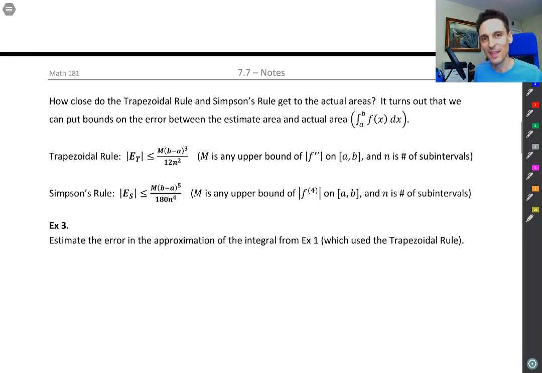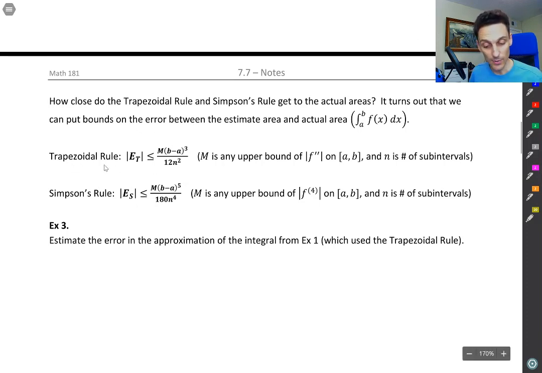Welcome back. In this part, we're going to ask the question, in general, how close do the trapezoidal and Simpson's rule get to the actual areas under the curves? Well, it turns out that we can put bounds on the error between the estimated area and the actual area, which is given by the integral from a to b of f of x dx. So there are two inequalities down below.